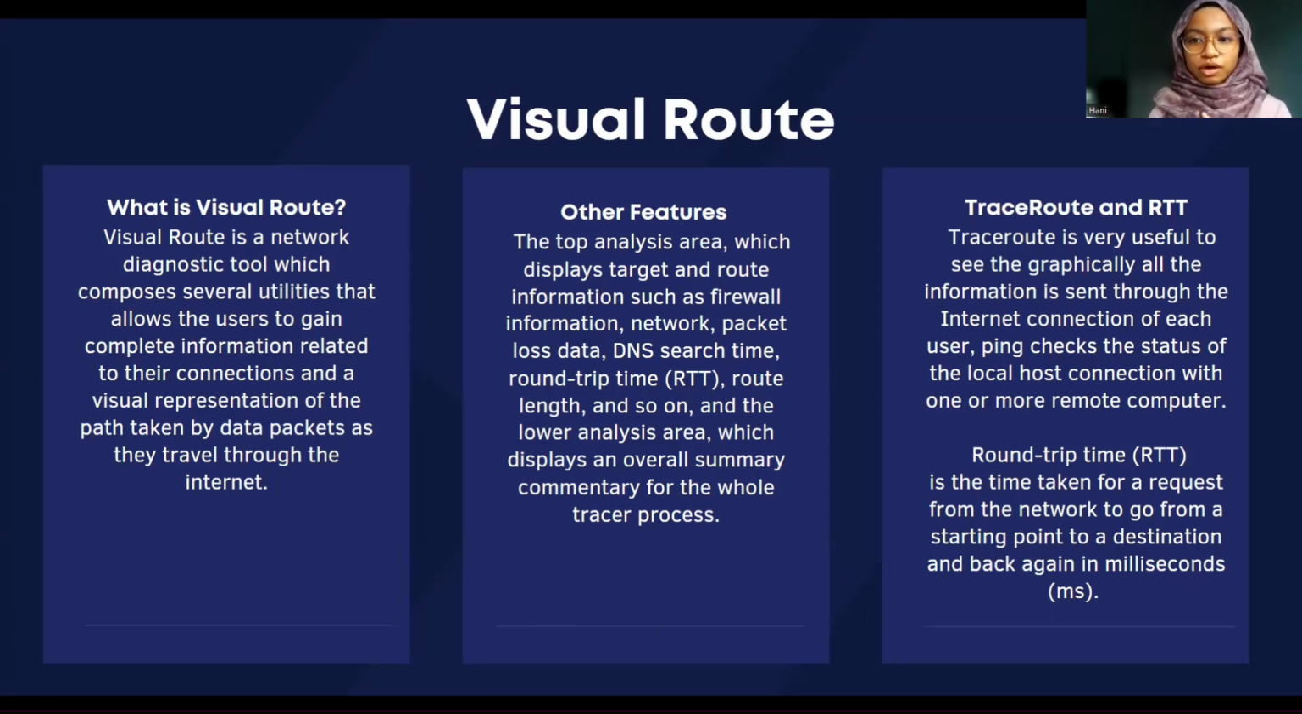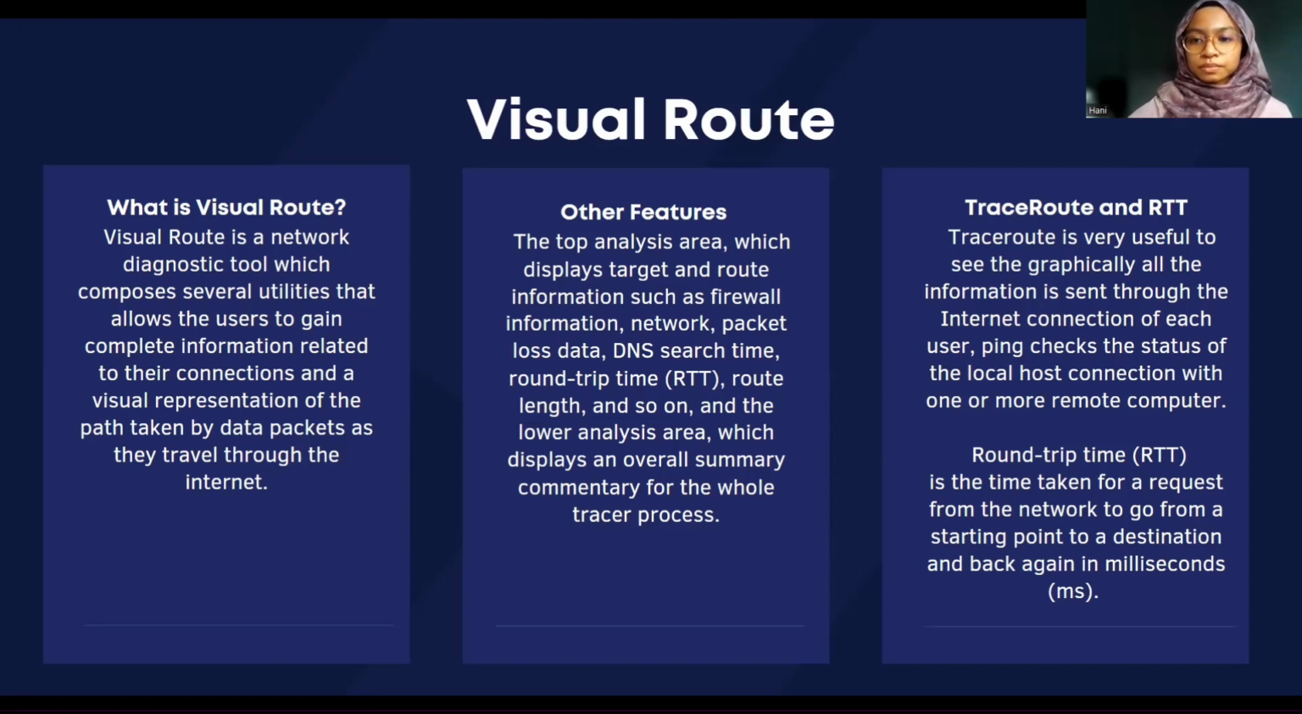Traceroute is very useful to see graphically how information is sent through the internet connection of each user, while RTT is the time taken for a request from the network to go from a starting point to a destination and back again, in milliseconds. Other features available in Visual Route are in the top analysis area and the lower analysis area. At the top we have firewall information, network, packet loss data, DNS search time, RTT, route length, and so on. Lastly, the lower analysis area displays an overall summary commentary for the whole trace process.